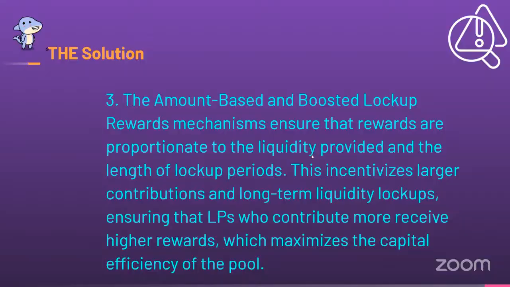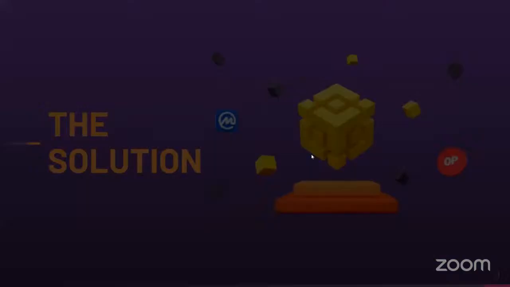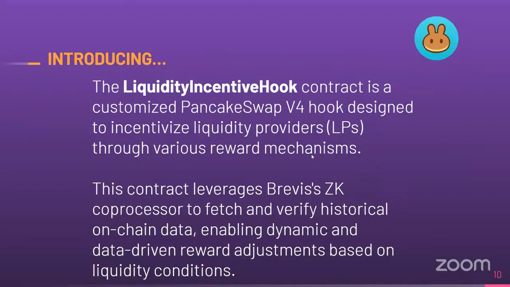So we built this solution, the liquidity incentive hook, a customized PancakeSwap V4 hook designed to incentivize liquidity providers through various rewards mechanisms. This contract leverages the Brevis ZK coprocessor to fetch and verify historical on-chain data, enabling dynamic and data-driven reward adjustments based on the liquidity conditions.